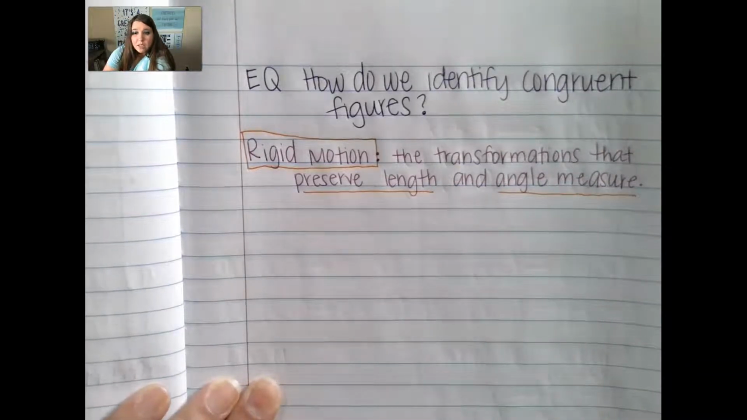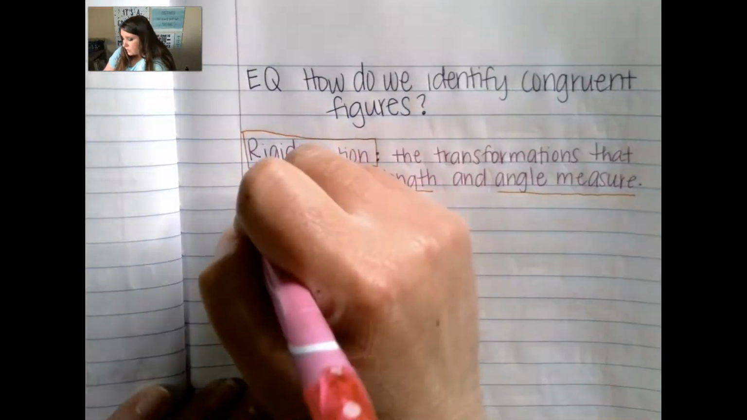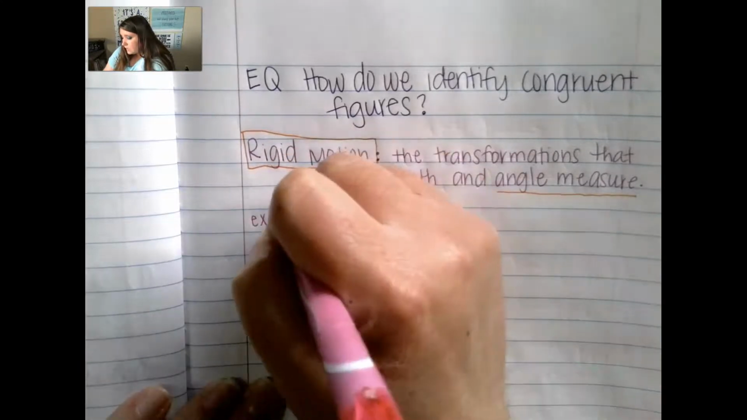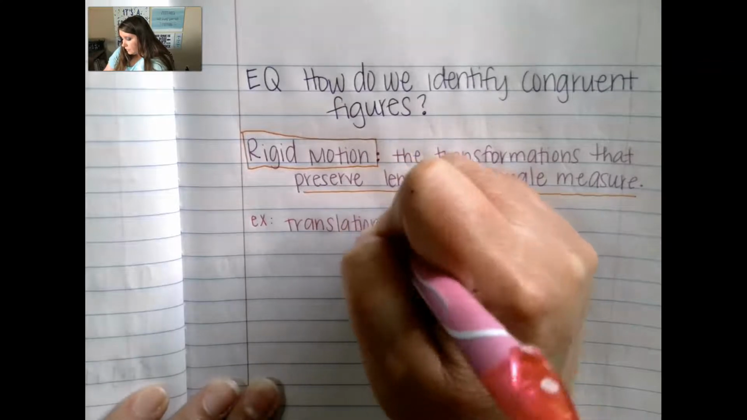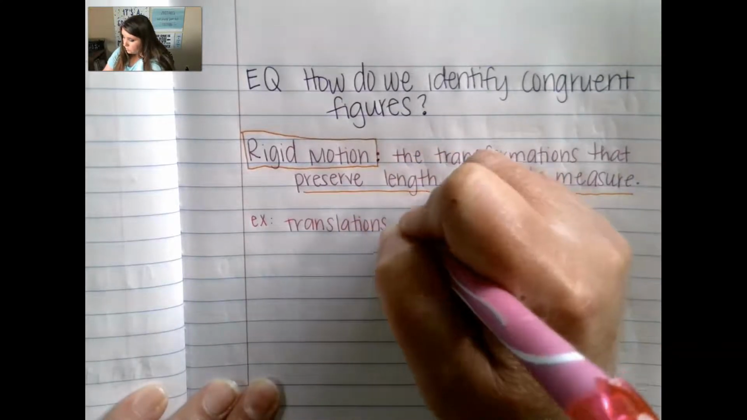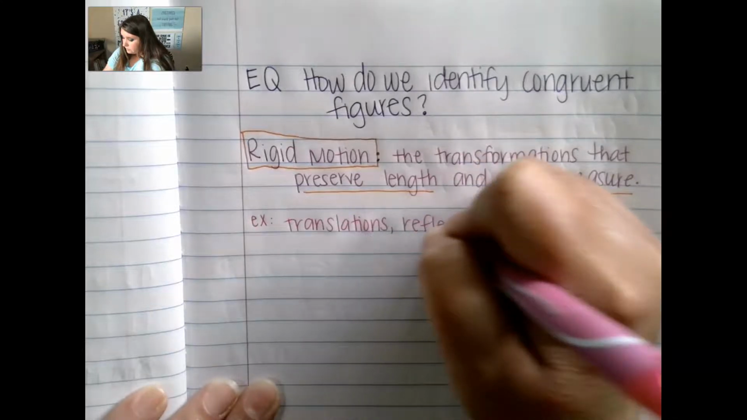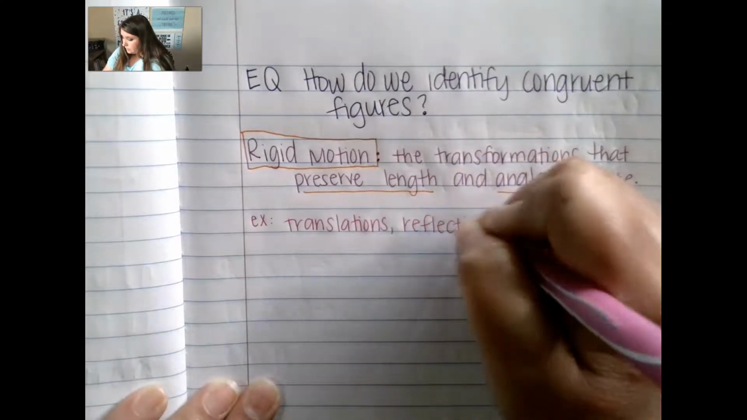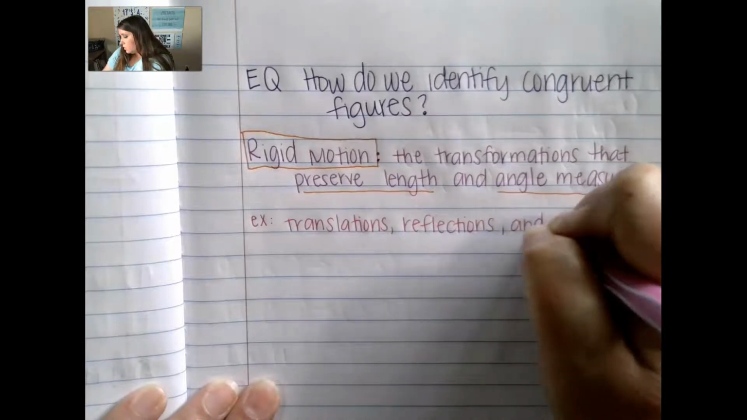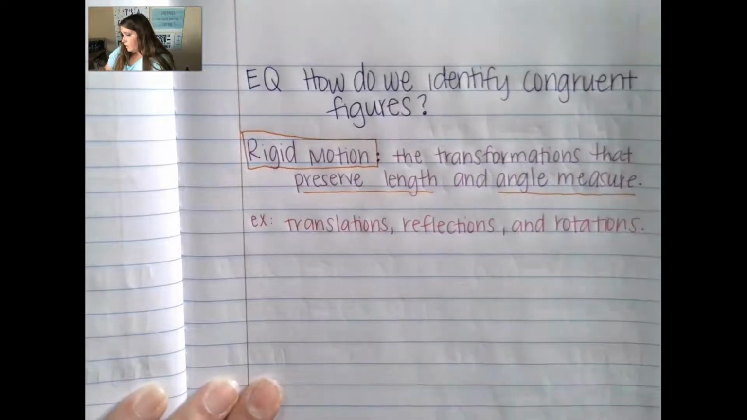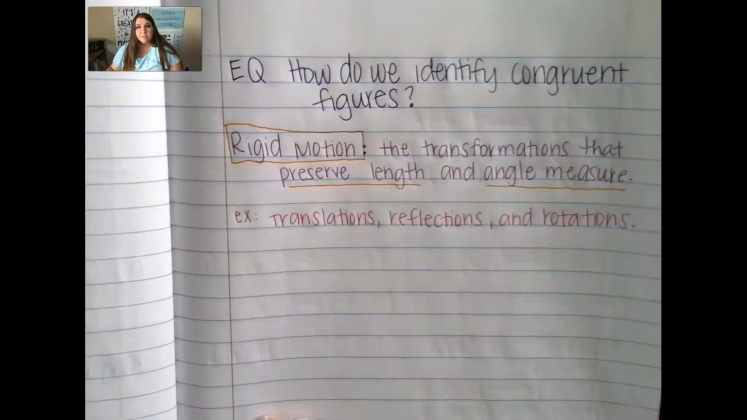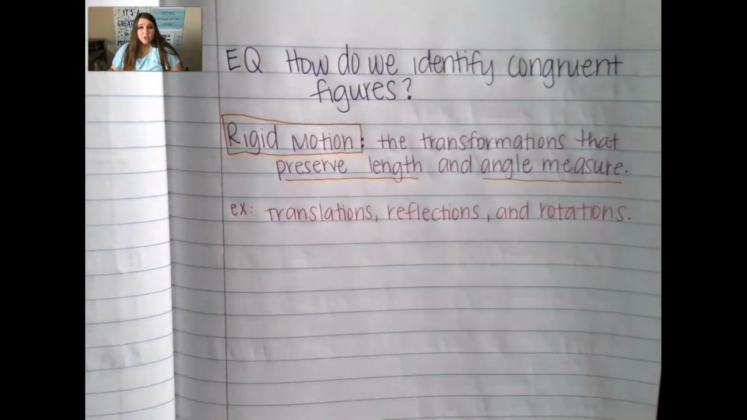The types of transformations that we've looked at that do this, the examples, are translations, reflections, and rotations. We use these types of motions to move figures from one place to another.